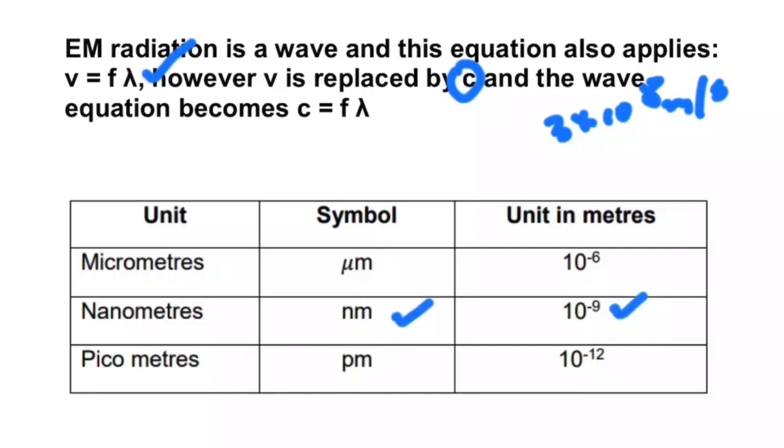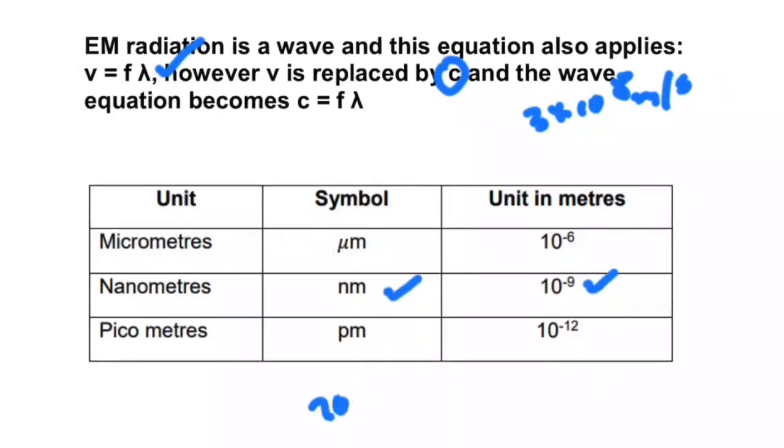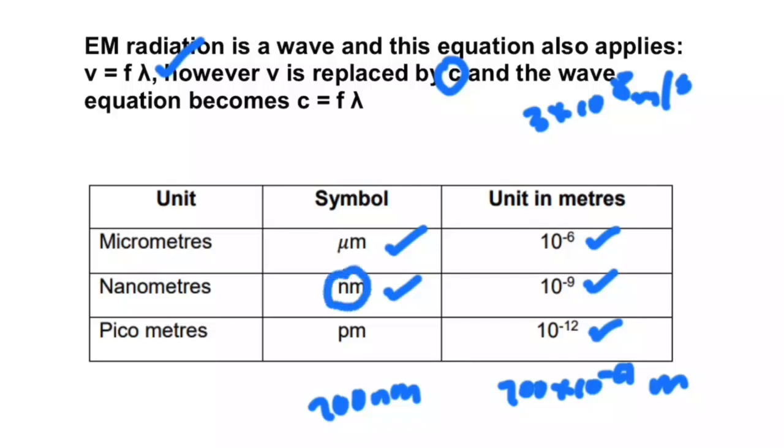So if a question is saying 700 nanometers, this is the same as 700 times 10 to the minus 9 meters, right? And then we have micrometers, times 10 to the minus 6. And then we have picometers, times 10 to the minus 12. So these are the units that you will usually see in the exam, more especially nano and micrometers. It's very rare that you come across picometers, but nano and micrometers, very typical.